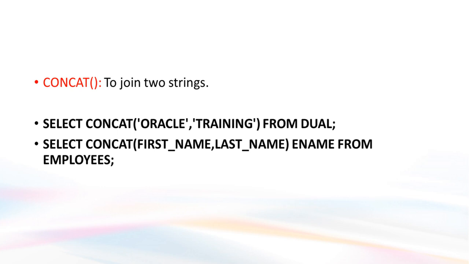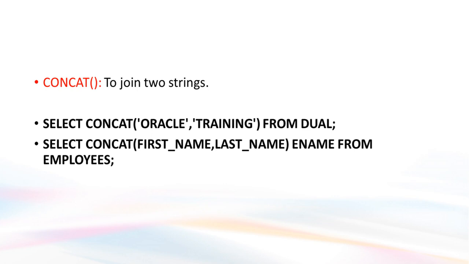Similarly, I want to concat first name and the last name. So then how do we need to write? Select concat of first underscore name comma last underscore name, and ename is an alias name, from employees. Now let us write this code.